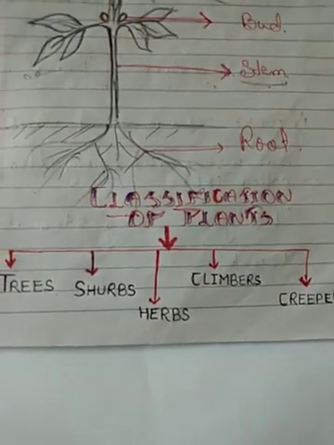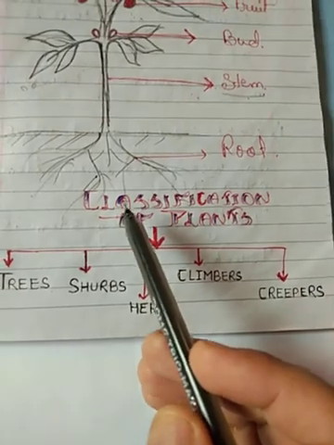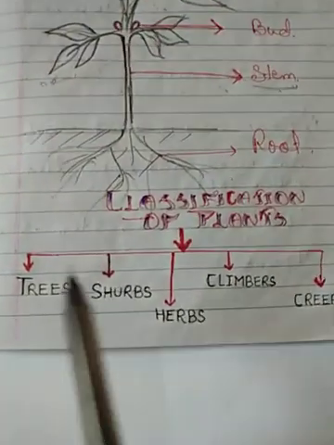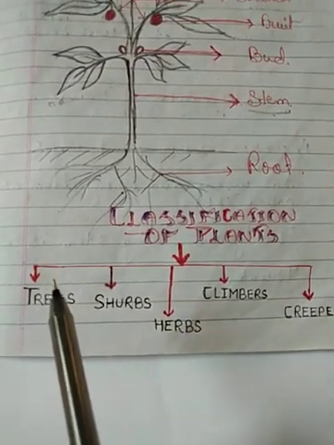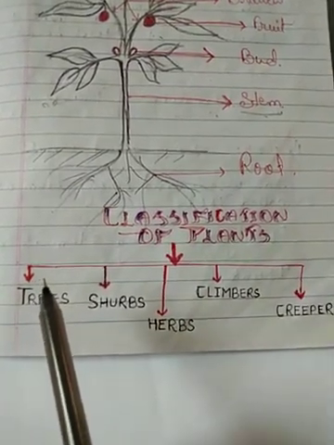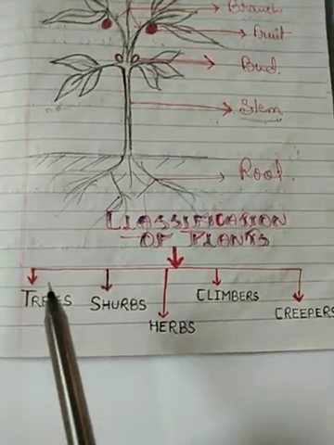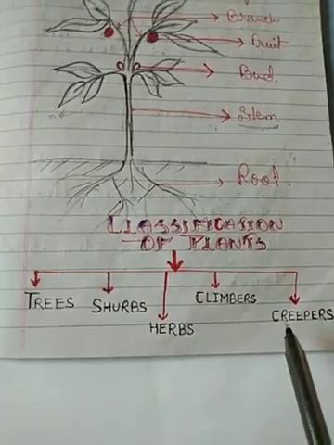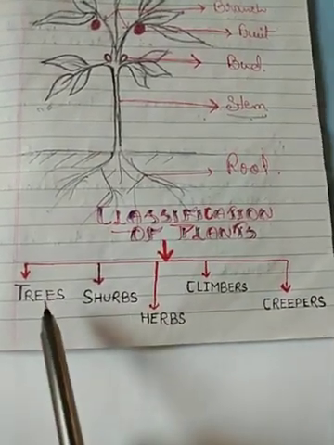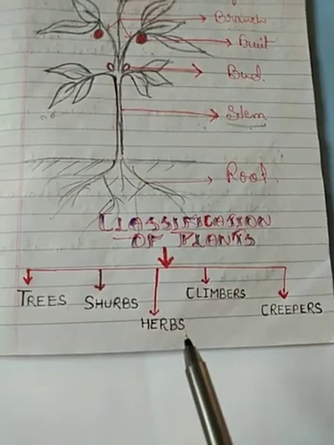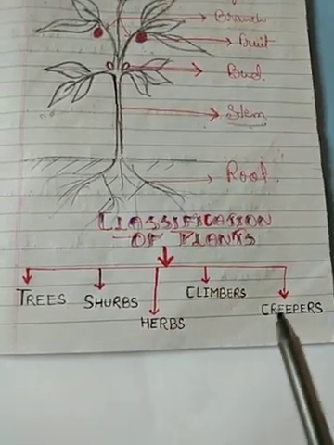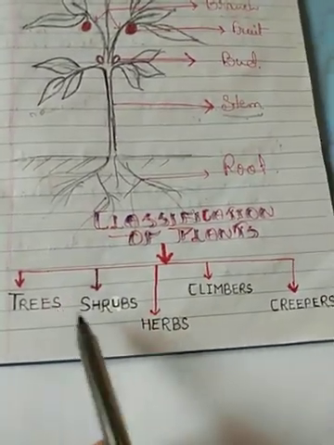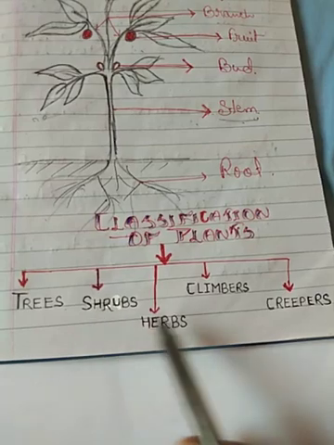Now in this chapter we are going to study the classification of plants. Plants, on the basis of their shapes, sizes and properties, are basically divided into five parts. These are namely trees, shrubs, herbs, climbers and creepers. So one by one we will study these five parts of the plants.